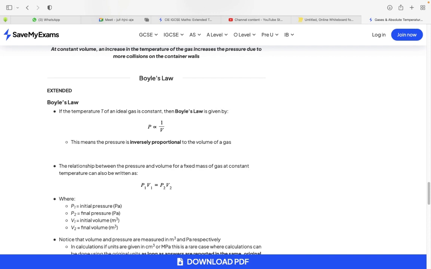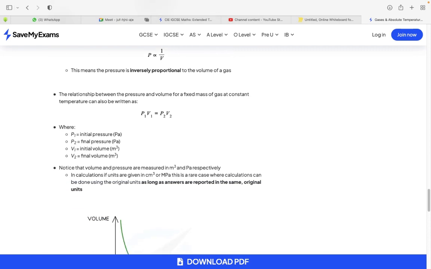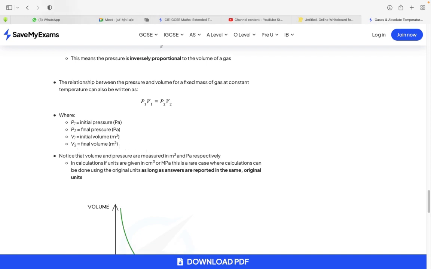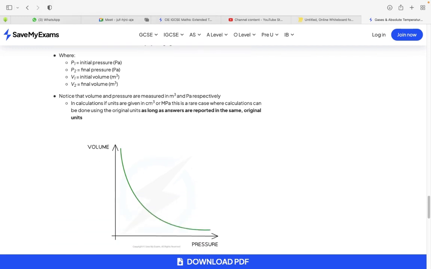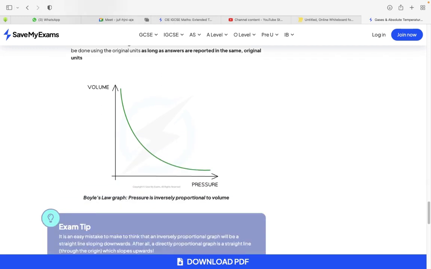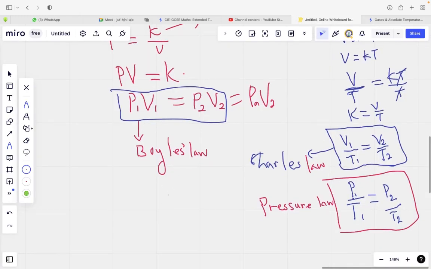So, having known the formula, the P1 is called the initial pressure in Pascal. The P2 is the final pressure in Pascal. The V1 is the initial volume in meter cube, and the V2 is the final volume in meter cube. So once we know this, then we're able to plot. Now, if you plot a graph of volume against pressure, this is what you get.